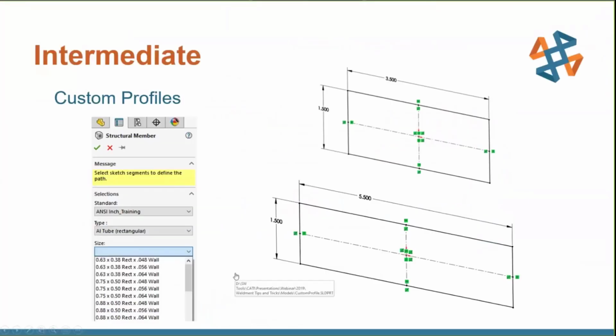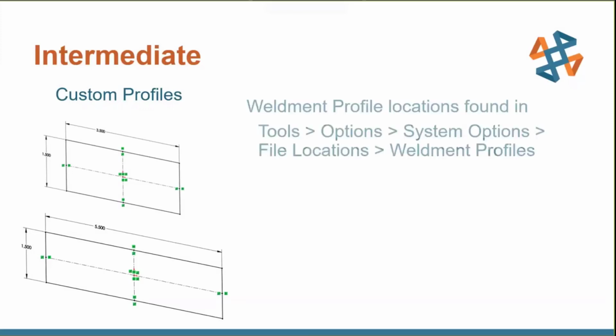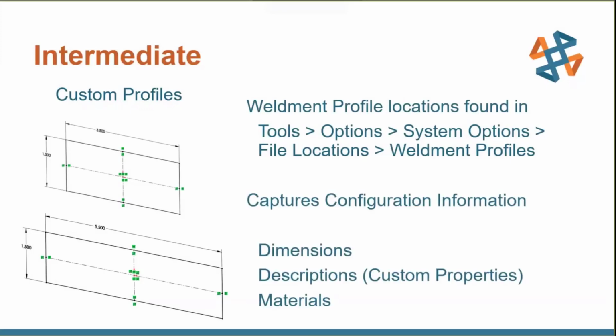Like I said, you're not going to get everything inside the default libraries, but check out those additional libraries and install them. And by install, I just mean save them to the correct location. And that correct location can be found in your system options. You can also point it to your server location if you want, or anywhere else on your hard drive. So just be aware that for the profiles, it does capture your configuration information, so you can change dimensions, descriptions, and materials, all saved within the custom profiles. Just make sure you do save it as a library feature part when you do. Pre-select the sketch, very important parts when creating your own custom profiles.